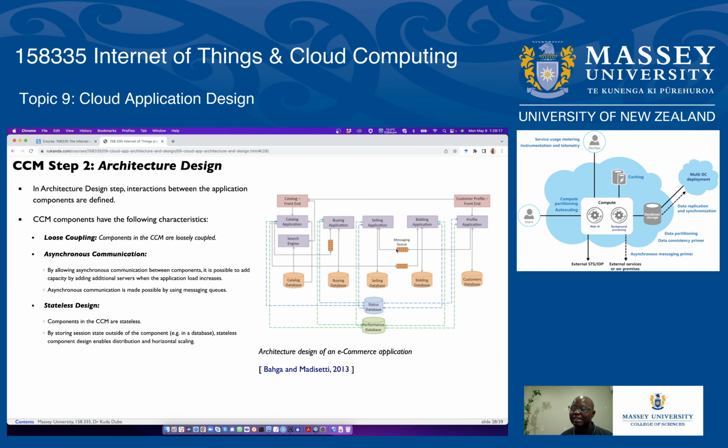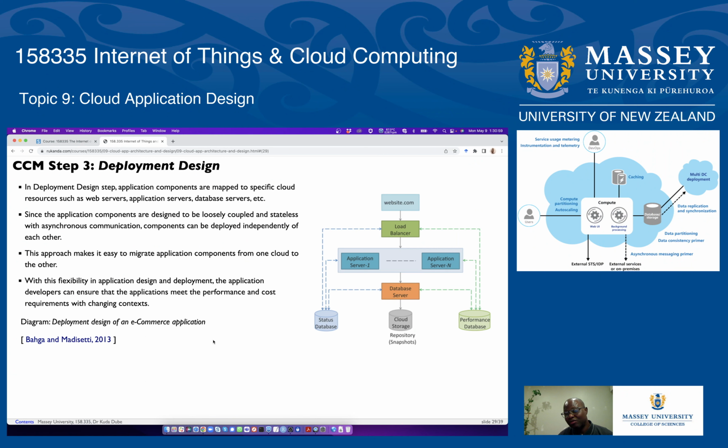It makes it easy to migrate application components from one cloud to another. It doesn't matter where they are located. They can be in any other cloud, in Google Cloud, IBM Cloud, because they can communicate asynchronously, possibly by just using HTTP. So that's a flexible design. In other words, you can meet both performance and cost requirements, especially in a changing situation.